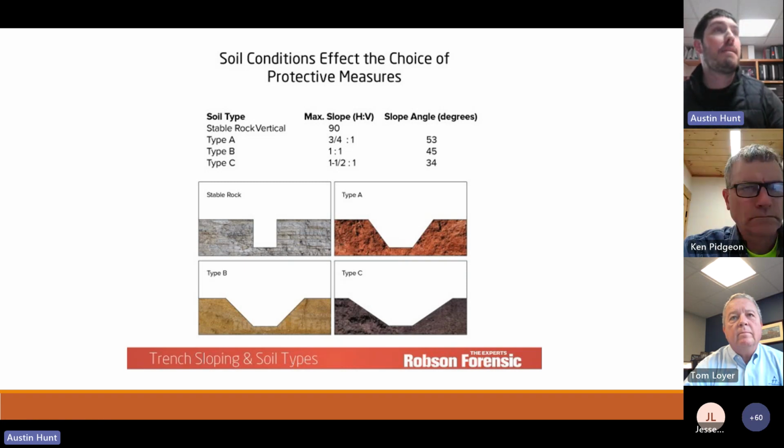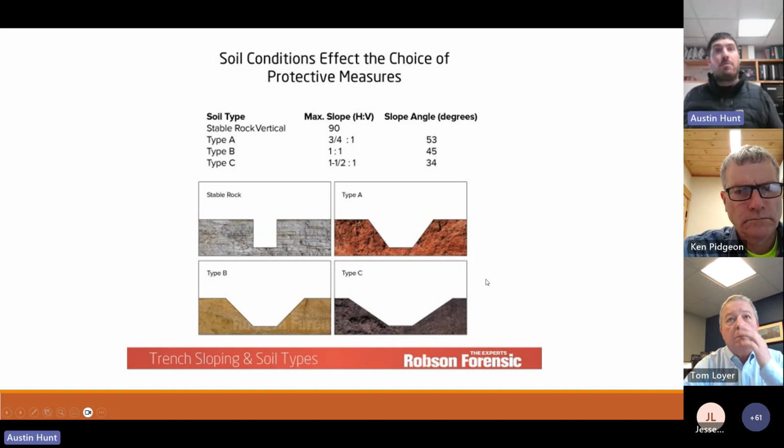It's stable. Type A would be 3/4 to 1. So if you have a 4-foot deep hole, you go back 3 feet. Type B, 1 to 1. So a 4-foot deep hole, going back 4 feet. But best practice, if you're unsure, would just be to classify it as type C and go back that extra bit when you're sloping.